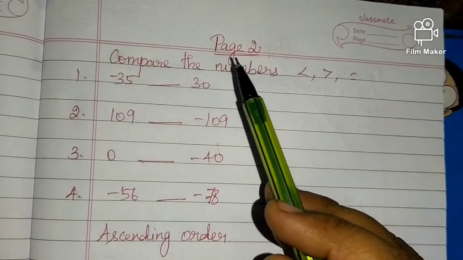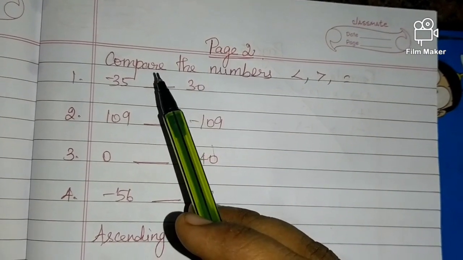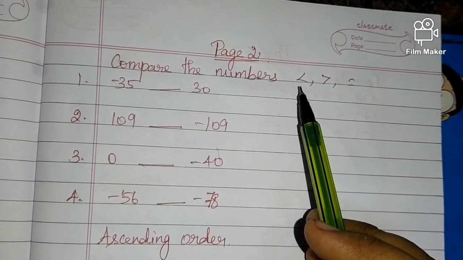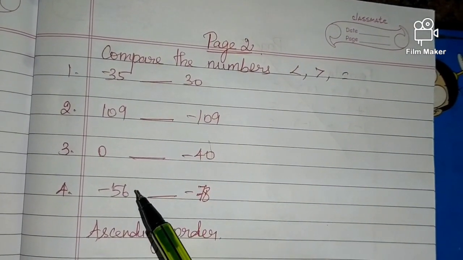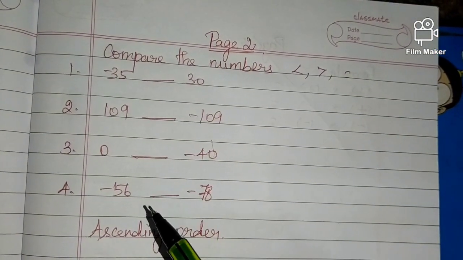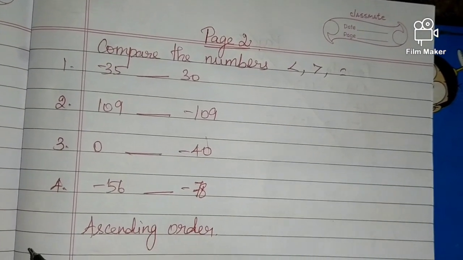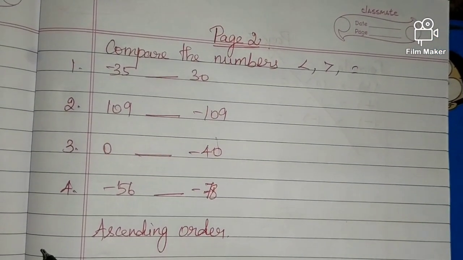Students, now we are coming to page 2. Here we compare numbers using lesser than, greater than or equal to. Here I have written 4 conditions of questions, and we are going to answer them. Listen carefully, it will be easy to solve upcoming sums.